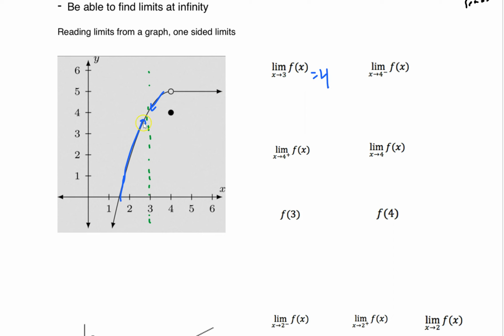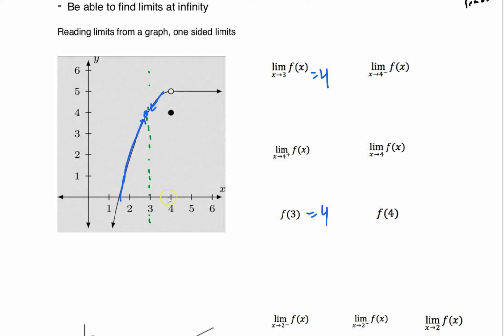As you go from the left, and you go from the right, you get 4. Even the value there, right? If I ask you what's f of 3, you just look at the y value and go, oh, it's 4. So the limit as x approaches 3 is 4, because as you go from the left side and from the right side, it's both 4. Now I said a little earlier, a limit doesn't care what actually happens at the spot. Just as you get close, what does it look like is happening?